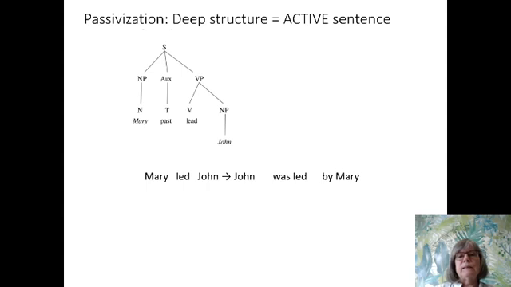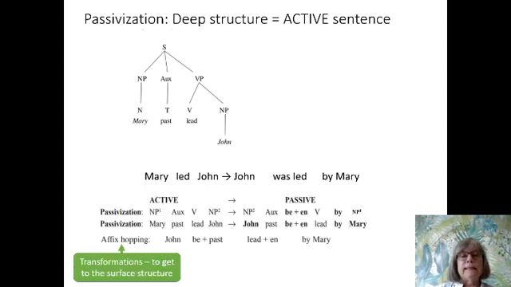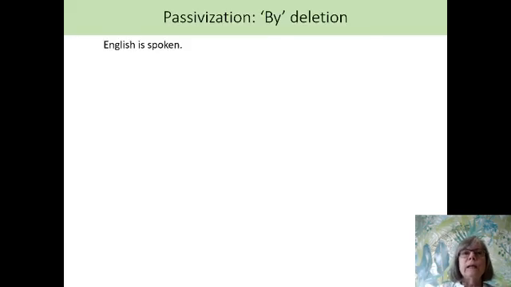So again, that's how the rule works, etc. And we use those transformations to get to the surface structure. Now, Chomsky didn't say that we carry out this process every time we create a passive construction. But he would argue that it's part of our underlying competence. You know, we know how grammar works. We might not be able to say it explicitly, but that competence is there in our brains, okay?